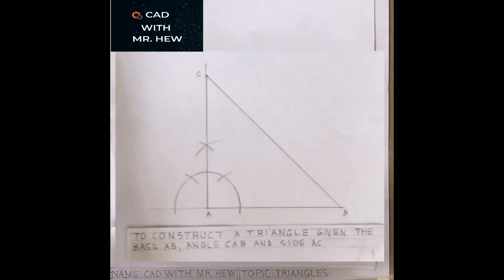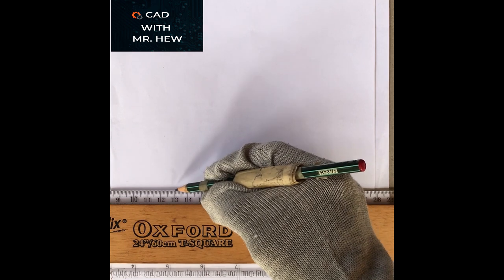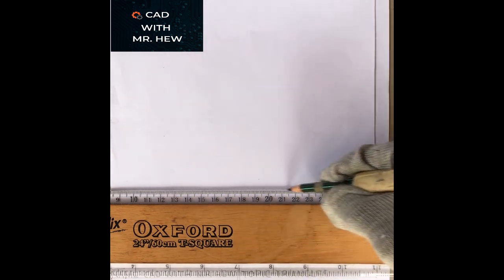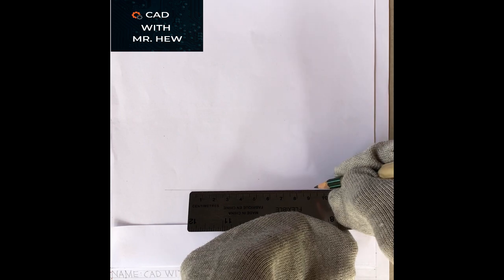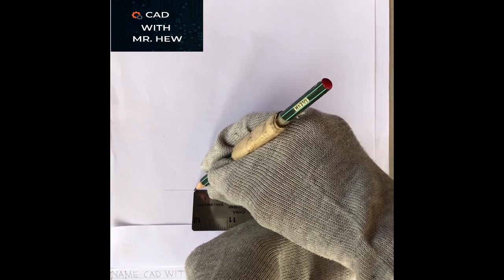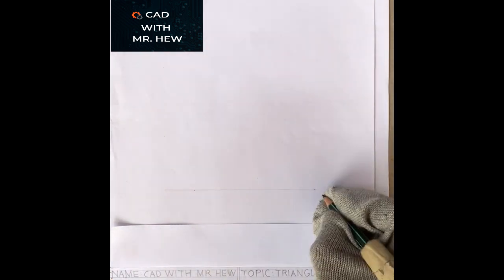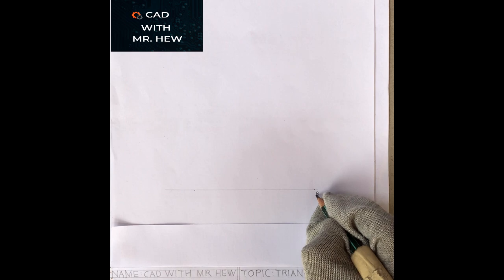We'll be constructing a triangle today. So the first thing we're going to do, we're going to draw a baseline AB using our T-square and our pencil. Then we're going to measure the length of the line AB. So we're going to mark B, then we're going to mark A, then we're going to label B, and we're going to label A.